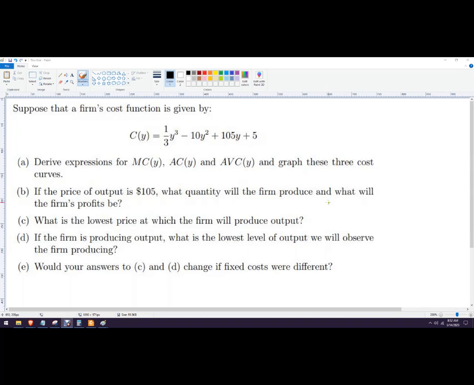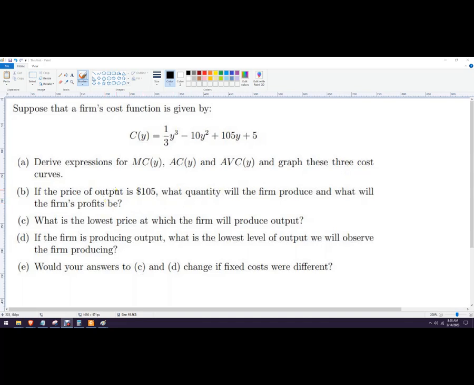In this video, we're going to derive marginal cost, average total cost or average cost, and average variable cost. And then we're going to graph these using GeoGebra. That's a free graphing calculator program you can find on the internet. And we've got a price of 105.